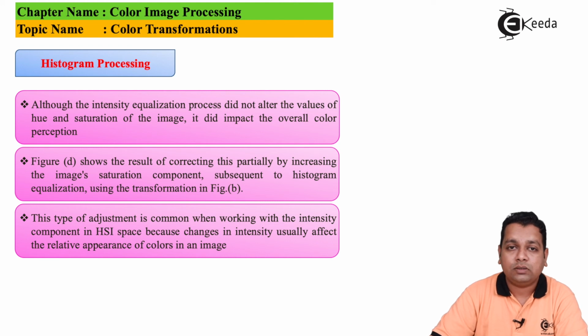Figure D, the last portion, shows the result of correcting this partially by increasing the image saturation component subsequent to the histogram equalization, using the transformation that we have shown in part B on the upper right hand side. This type of adjustment is common when working with the intensity component in the HSI space, because changes in the intensity usually affect the relative appearance of colors in an image.